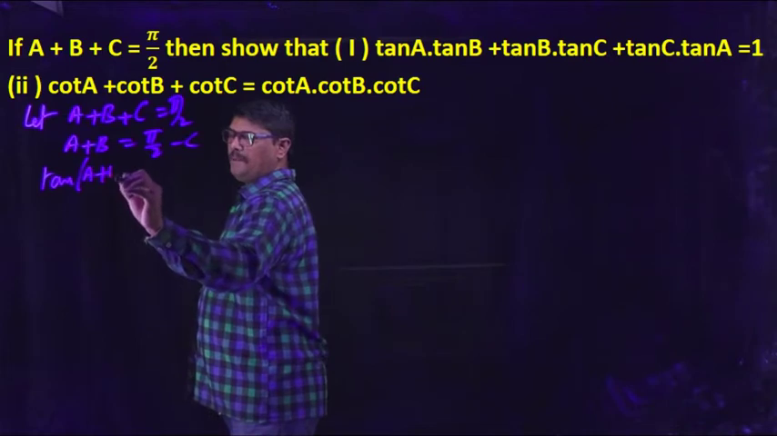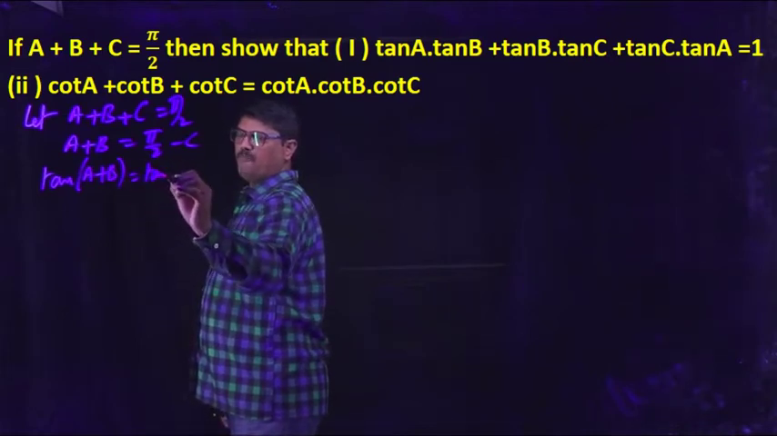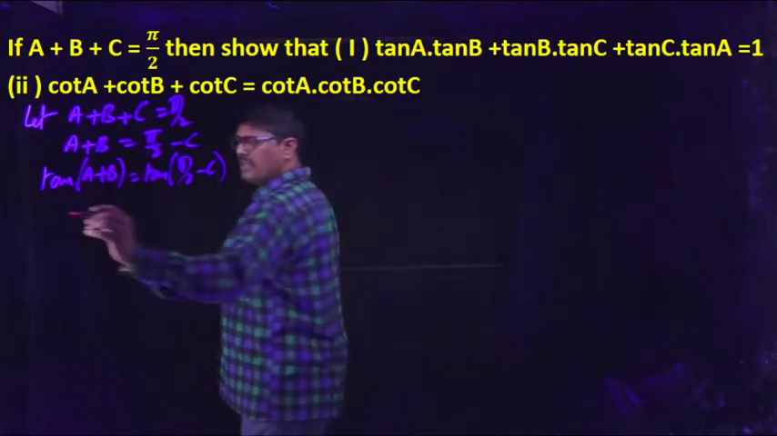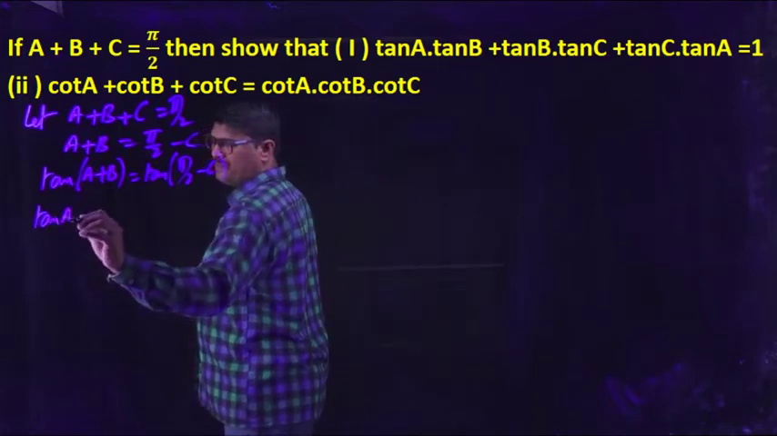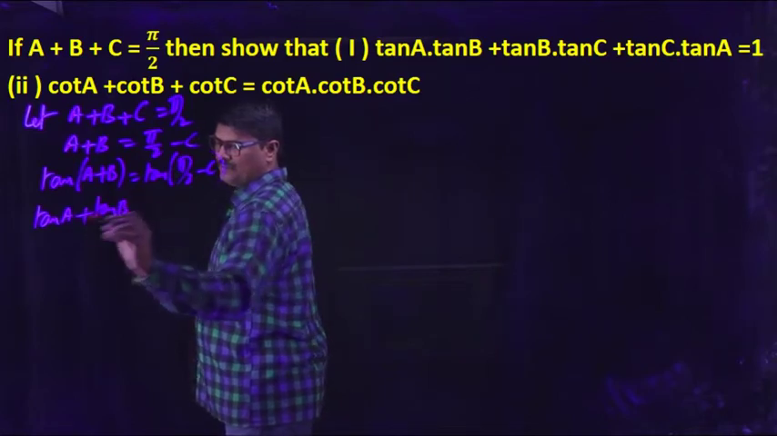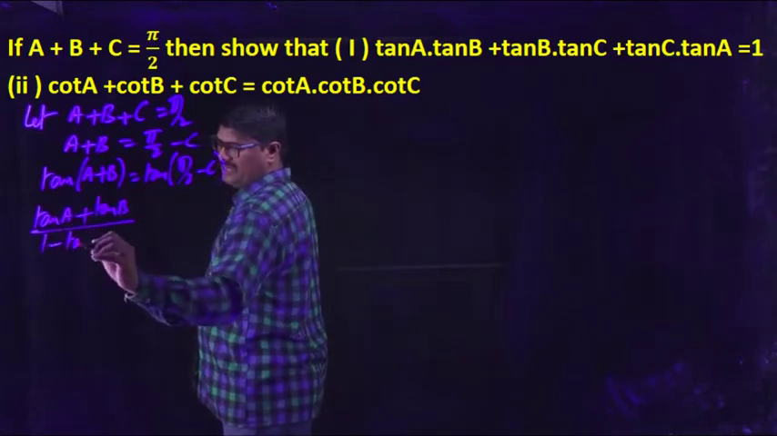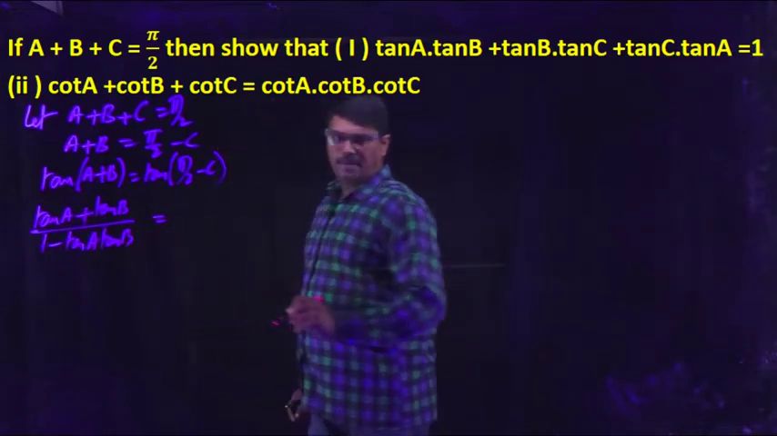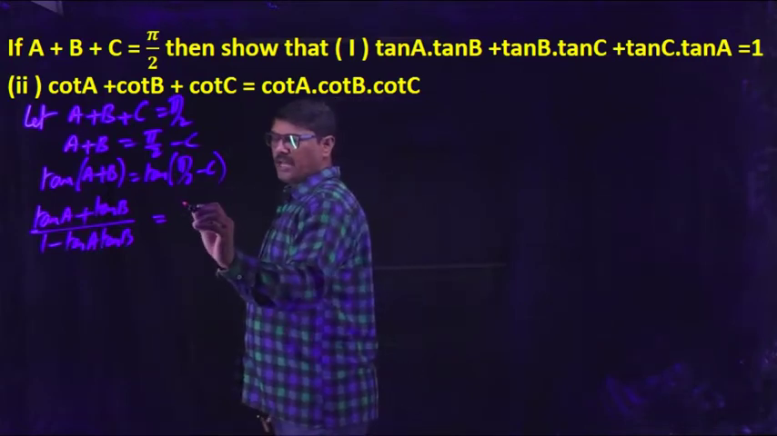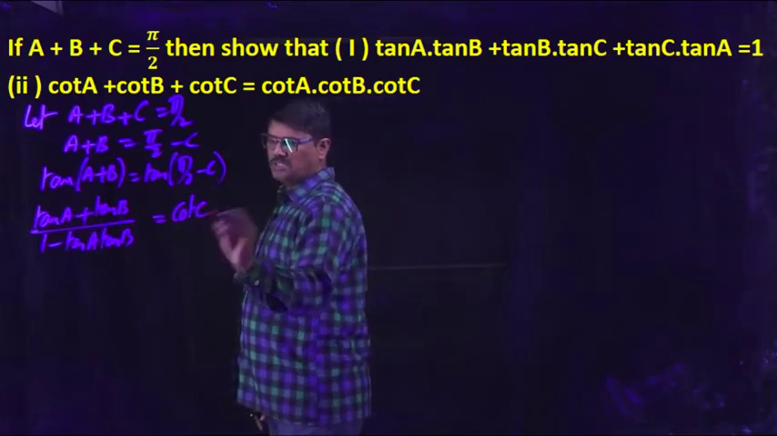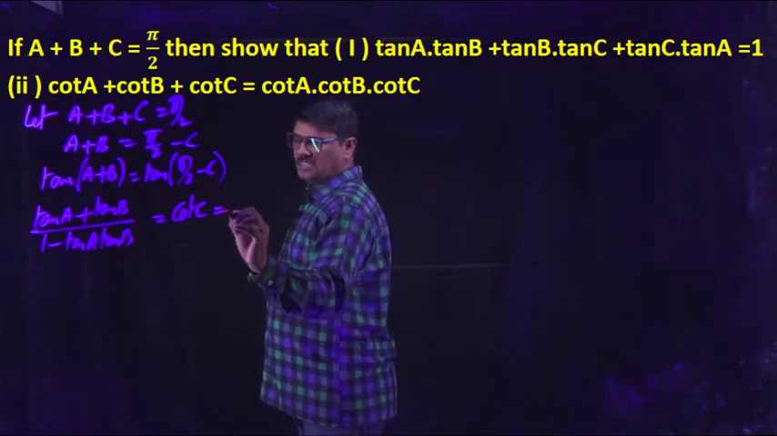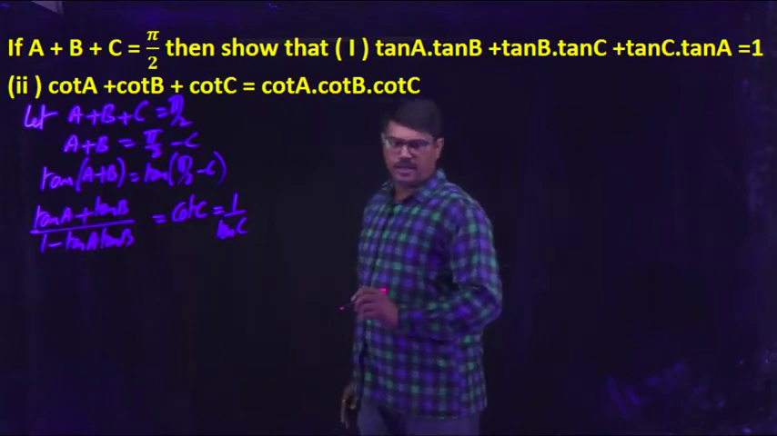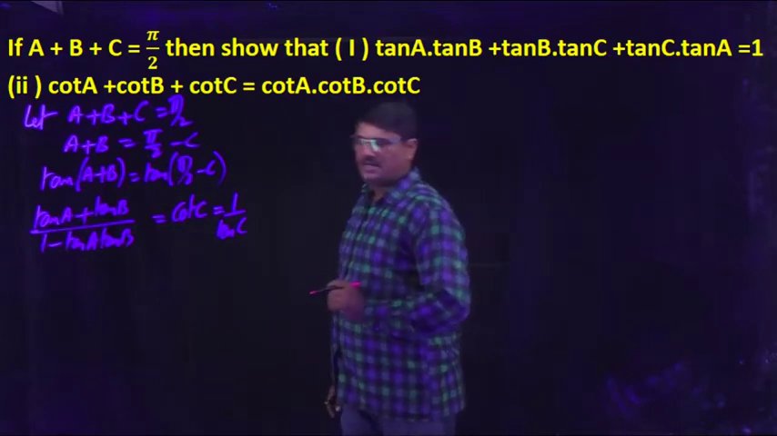So the tan of A plus B is equal to tan of pi by 2 minus C. Now use tan A plus B formula: tan A plus tan B by 1 minus tan A tan B. Tan 90 minus theta is cot theta. So tan pi by 2 minus C becomes cot C. To get the condition in terms of tan only, write cot C as 1 by tan C.